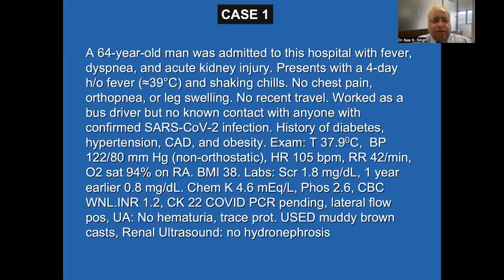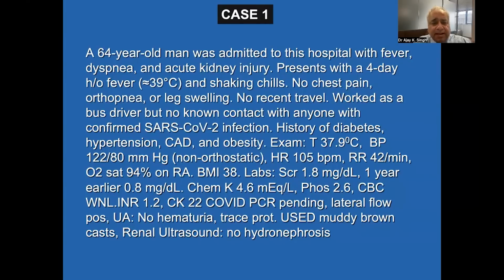So the first case is a 64-year-old man who was admitted to this hospital with fever, dyspnea, and acute kidney injury. He presents with a 4-day history of fever, approximately 39 degrees centigrade, and shaking chills. There's no chest pain, orthopnea, or leg swelling. No history of recent travel. He's worked as a bus driver, but has had no known contact with anyone with confirmed SARS-CoV-2 infection. He has a history of diabetes, hypertension, coronary artery disease, and obesity. Temperature on exam is 37.9, blood pressure 122/80, non-orthostatic, heart rate 105, respiratory rate 42, oxygen saturation 94% on room air. His BMI is 38.